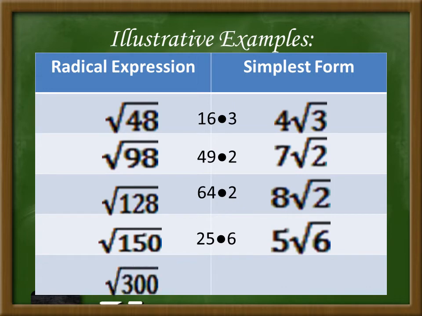Next, square root of 300. What are the factors? Okay, so you have 100 times 3. So get the square root of 100, it's 10. And then your 3 will remain inside the radical sign. So the answer is 10 square root of 3.